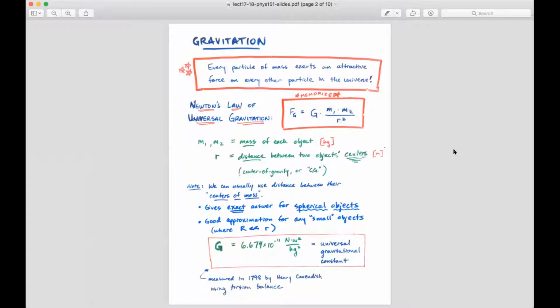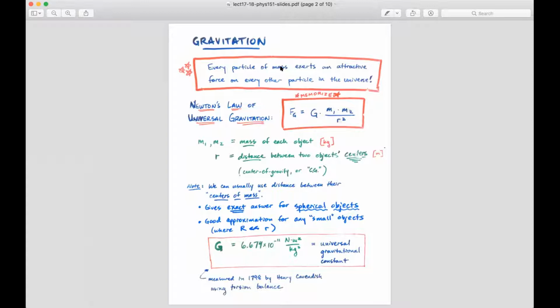So first of all, what is gravity? It is the phenomenon of the attractive force that arises between every mass in the entire universe. So anything that has mass, electrons, protons, atoms, planets, and stars, they all exert an attractive force on all of the other ones at the same time throughout the universe.